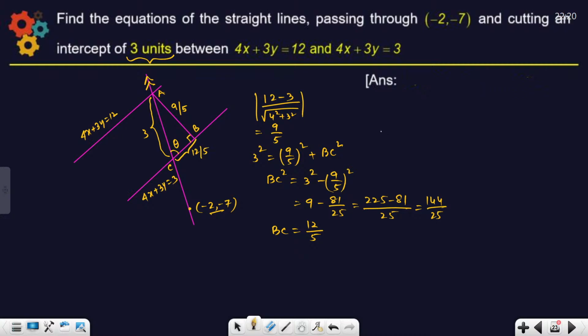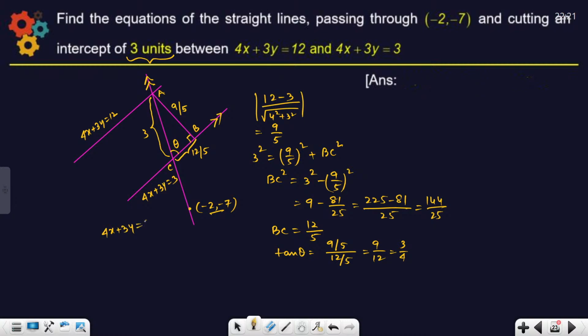So can you please tell me what will be your tan theta? Your tan theta will be 9 over 5 by 12 over 5. So your tan theta is coming to 3 over 4. Bas, ho gaya, aur kya? You know the slope of this line.